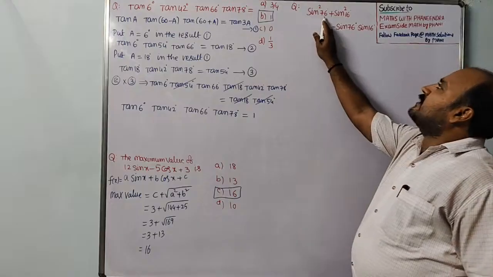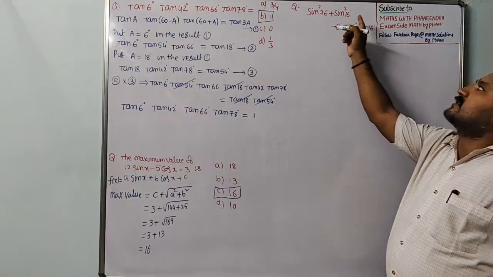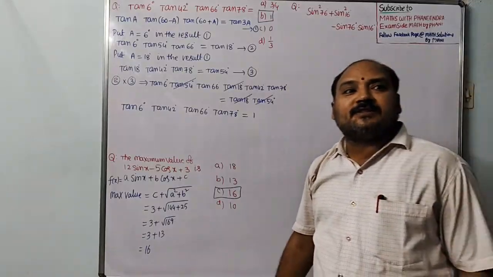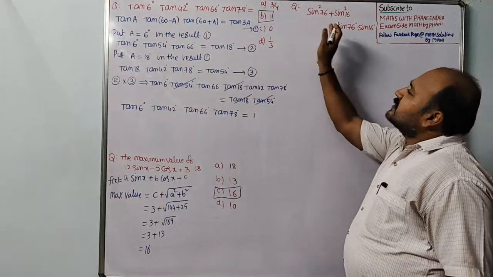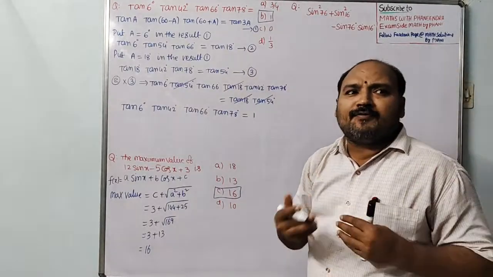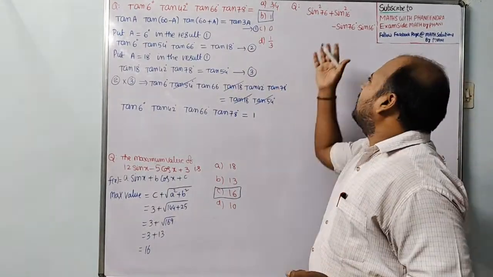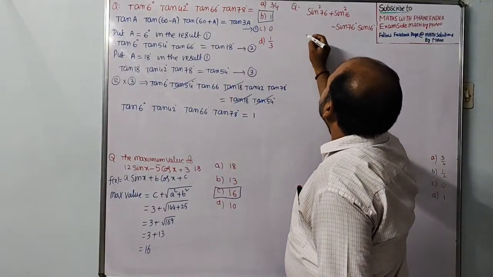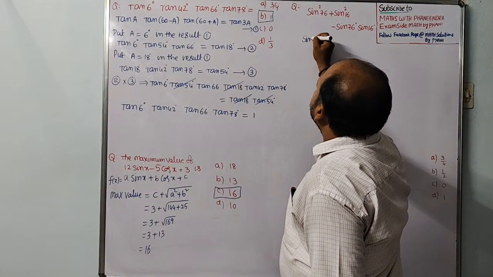Next question: sine square 76 degrees plus sine square 16 degrees minus sine 76 into sine 16. So first make it into any formula format, sin square a minus sin square b, but it is not in that form. See, here what I am doing is sin square 16 as it is I am writing.